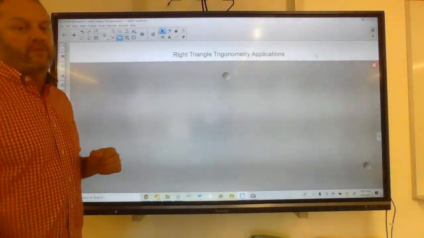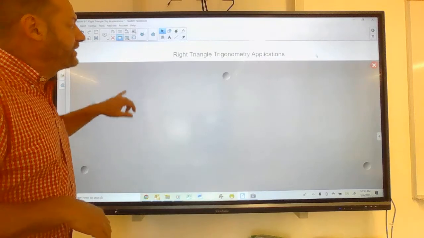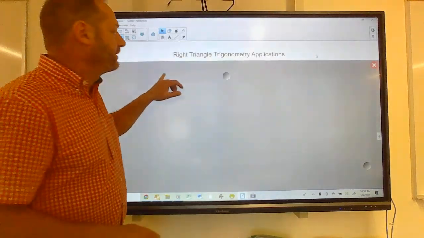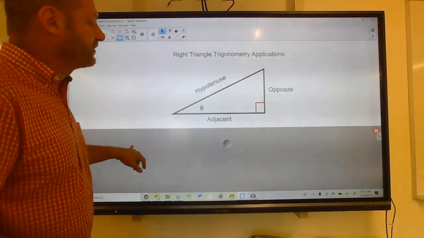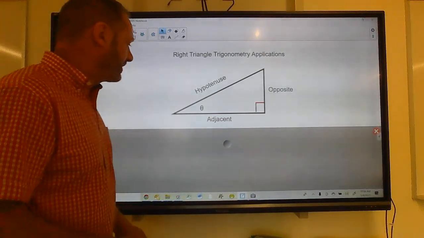Hey guys, today we're going to talk about right triangle trigonometry applications. So we're going to apply all that stuff that we learned in trig. This is actually much easier than a lot of the stuff we've already done.